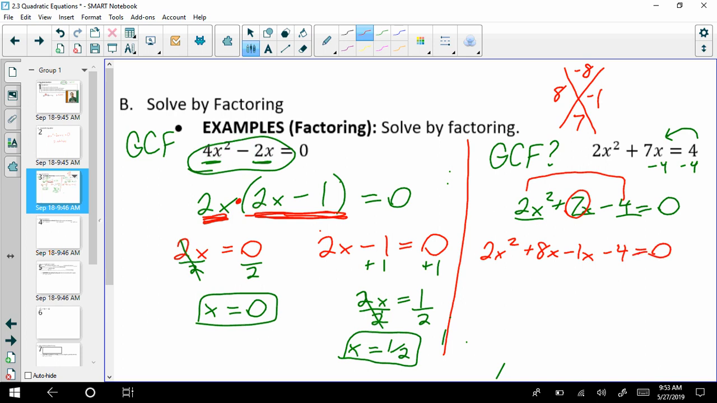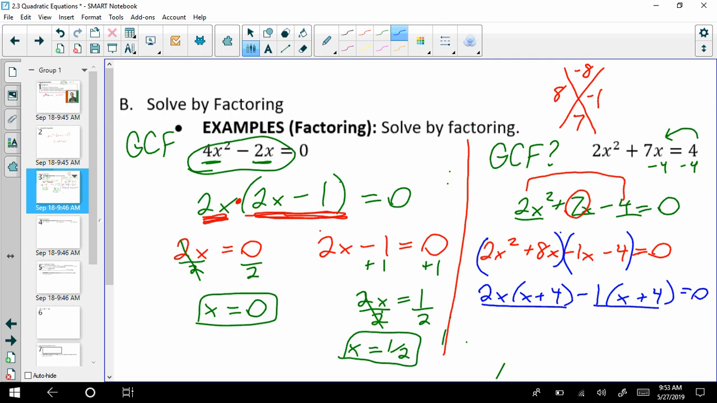Remember, when we rewrite it, we just change the middle term, we leave the first and last, and now we're going to group. So from the first group, what could I factor out? Well, I could take a 2x out. And now my goal in this other group is to also see an x plus 4. So what would I factor out? A -1. Since both sets have an x plus 4, I'll factor that out, and then 2x minus 1 is left.